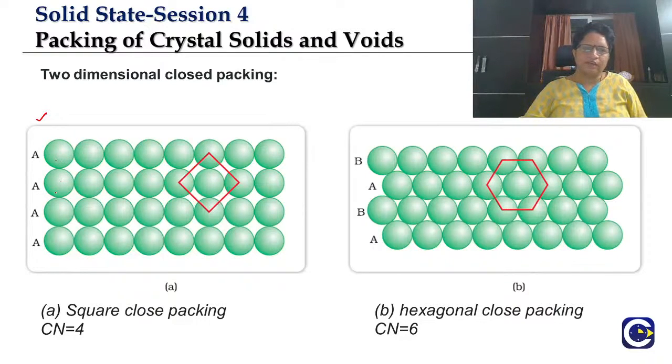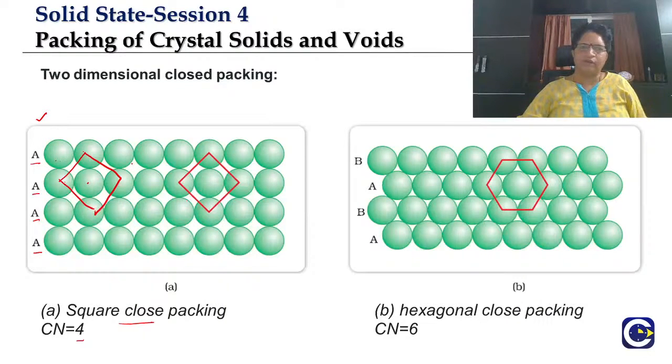If we place one sphere below another sphere, we get what we call AA type of stacking. If I take AA type of stacking, take anything in the middle, and look at how many nearest neighbors there are, it is 4. We call such a close packing square close packing, and I am drawing a square here. So we call it square close packing.